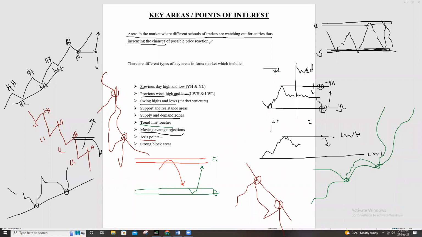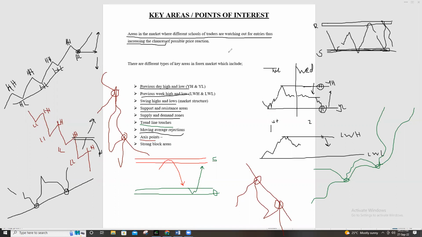Then we have the axis points. Now, what are axis points? Axis points are basically the most confluent, the most confirmed. This is where two key levels interact or meet. For example, an axis point can be a point where a trend line is interacting with either a supply or demand zone.